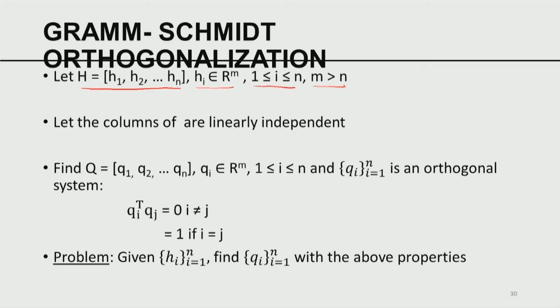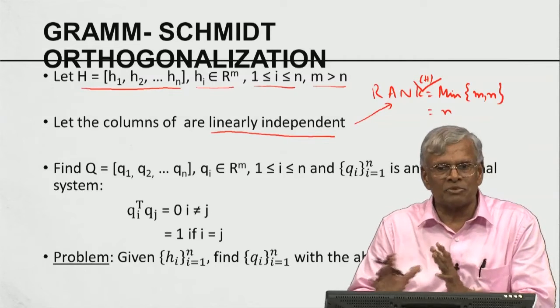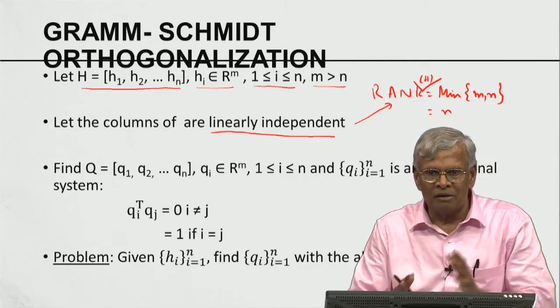So what does it imply? H is full rank. So rank of H is equal to the minimum of M and N. In this case, M is greater than N, so the minimum of M and N is N. So it is a full rank matrix, and that is guaranteed by the columns of H being linearly independent. Now you can see the basic concepts from vector space theory come into play right through.